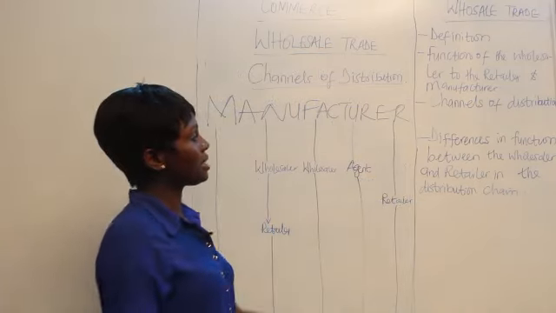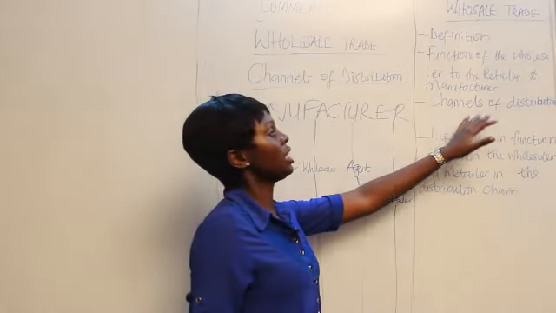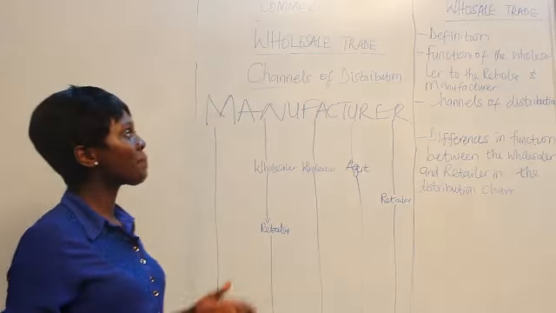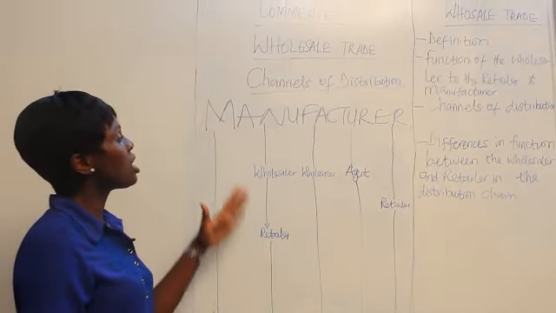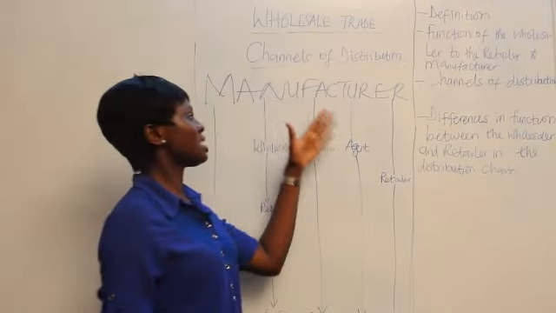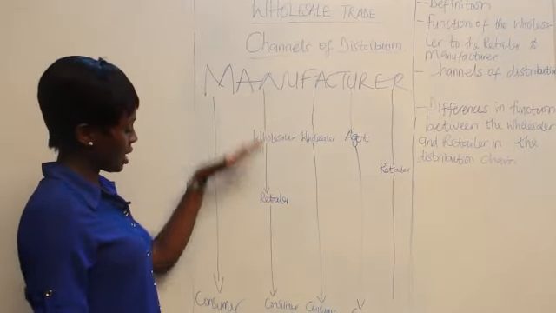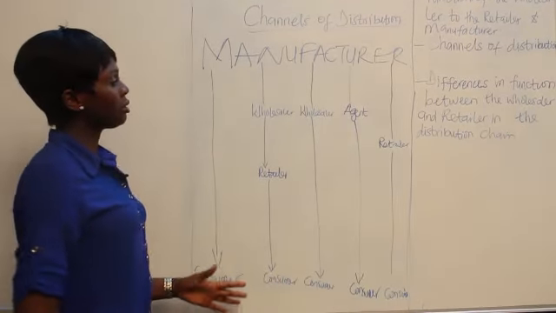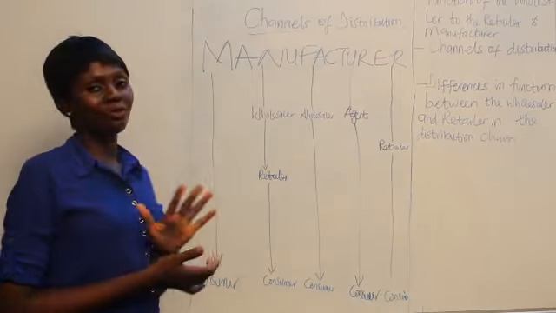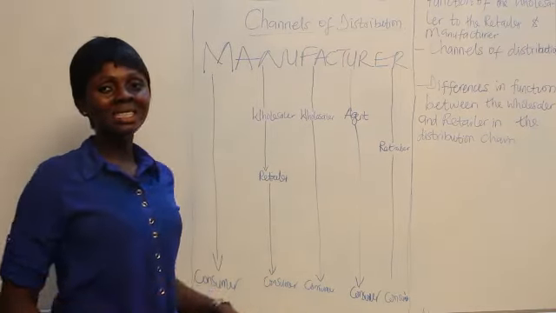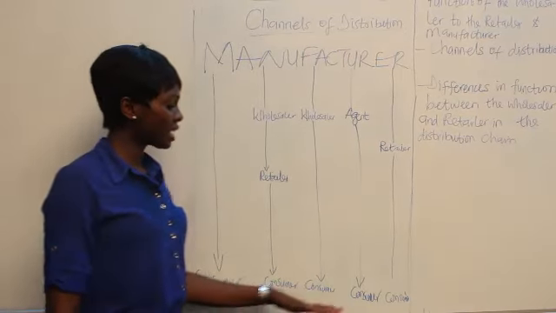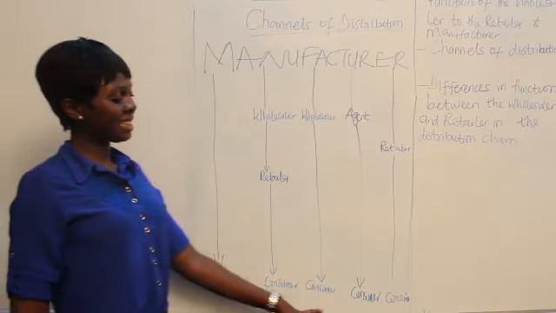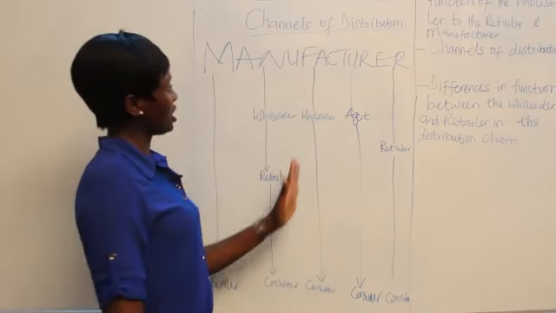Okay, now let's look at the next topic, which is channel of distribution. The channel of distribution is a pathway through which goods and or services move from the manufacturer down to the consumer. Like I said earlier, the production of goods and services is not complete until it reaches the final consumers. You can see in the channel of distribution, the consumers are the last in the chain.